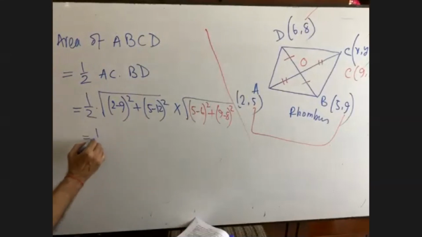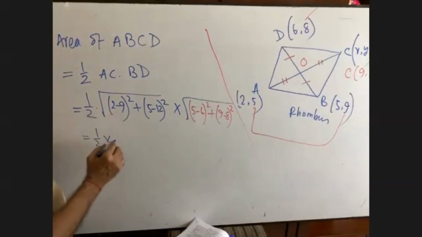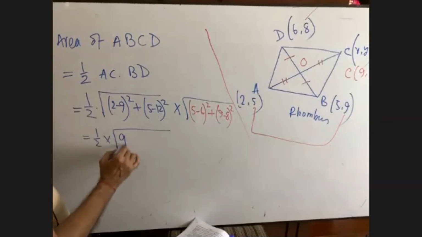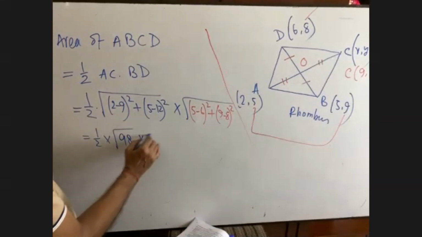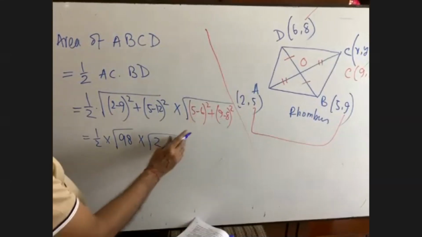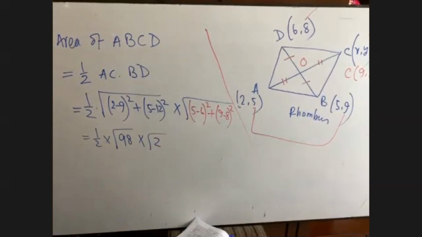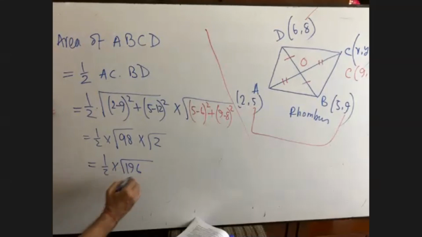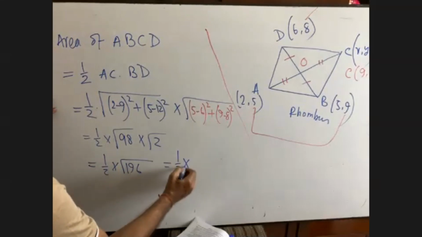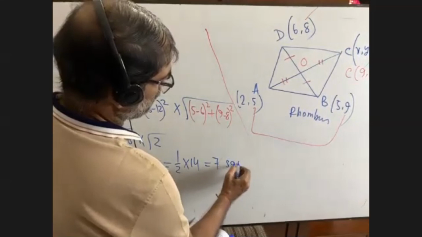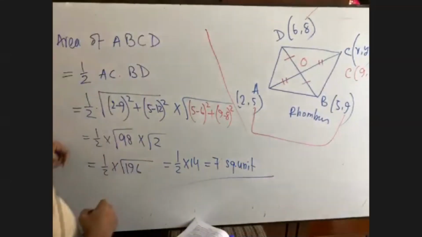Now you calculate it. Half into 2 minus 9, 7. 7 means what? 49. It is also 49. 49 plus 49, 98, into root over 5 minus 6, what? 1 plus 1, root over 2. Okay? Half into 196? 196 means what? Half into 14 equals to 7. Area means a square unit.